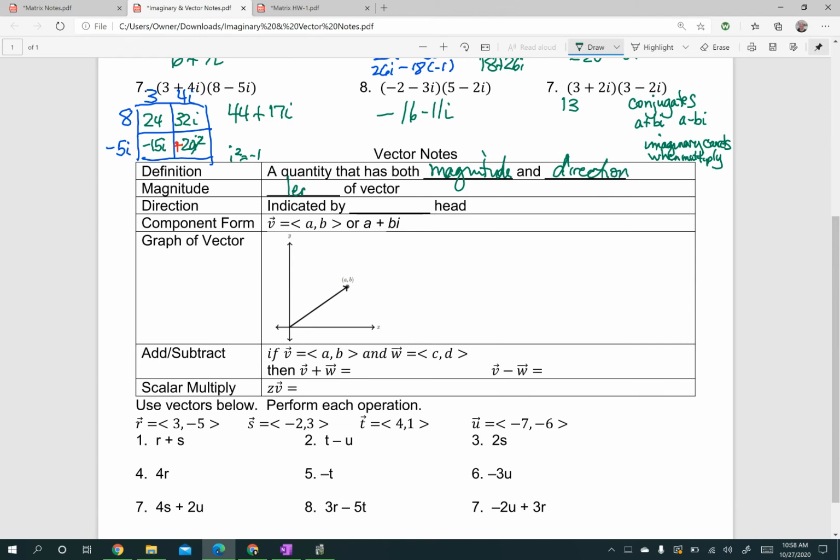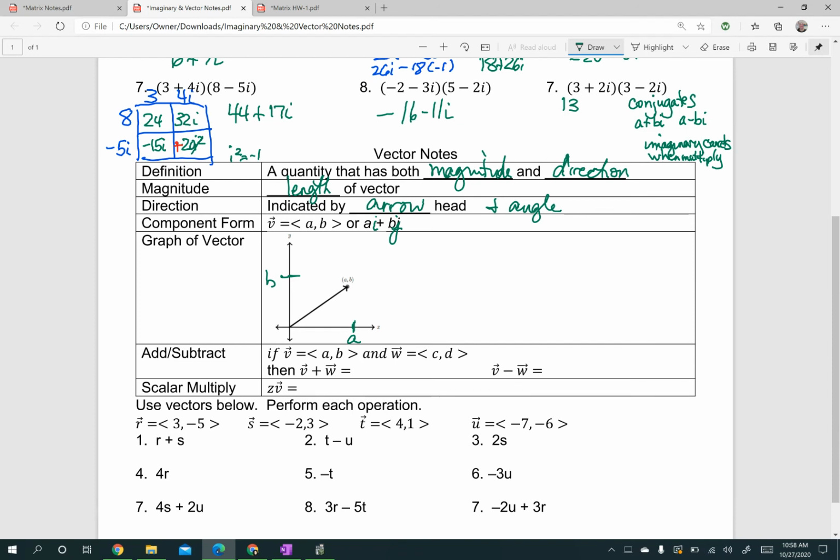Magnitude is the length of the vector, and direction is indicated by an arrowhead and an angle, usually. This should be ai plus bj. I made a typo in there. The graph of the vector, the x portion is a and the y portion is b. And so this would be vector AB.